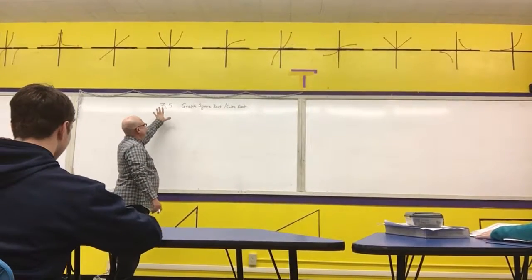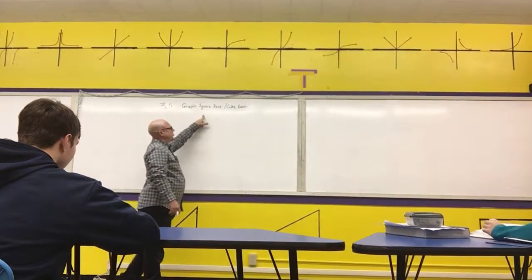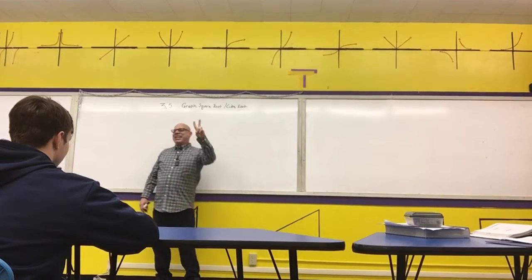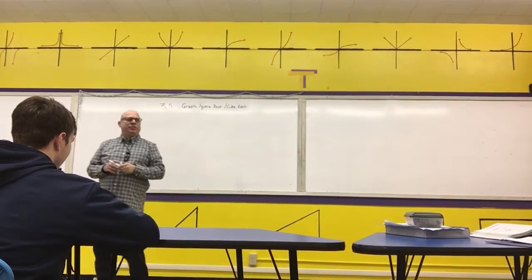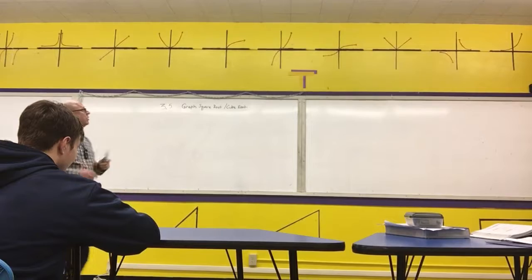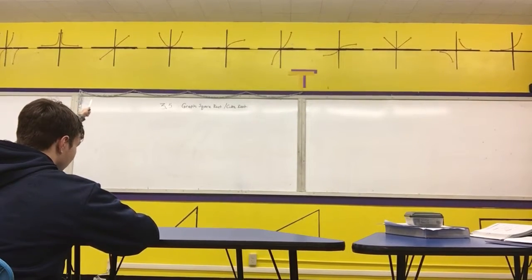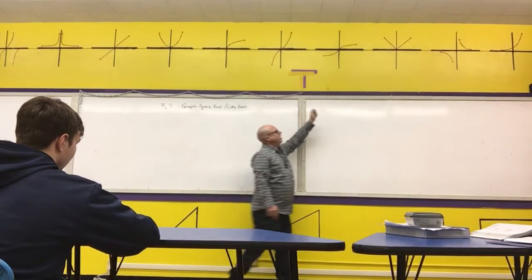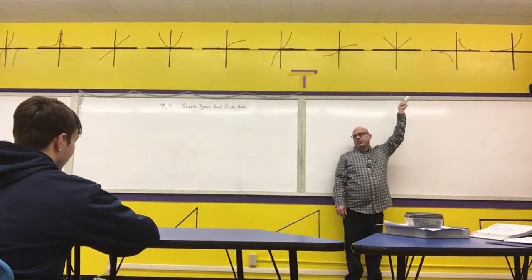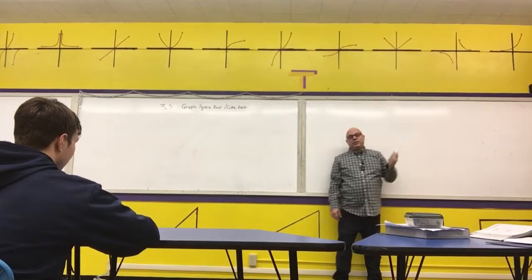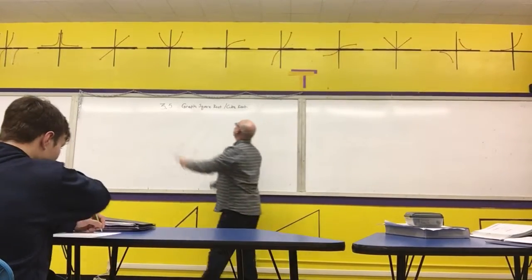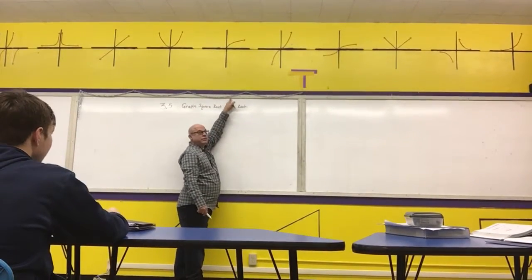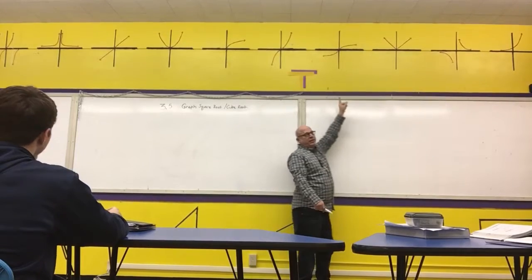So first thing we're going to talk about today, section 3.5, graphs of square roots and cube roots. We are now adding two more memorized graphs to your list of memorized graphs. So we've already got linear, we've already got x squared and x cubed, and absolute value of x. Those are the ones that you should already have memorized. So today we are going to add the square root graph and the cube root graph.